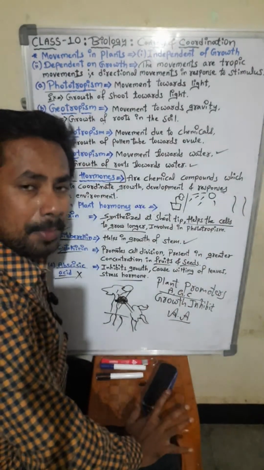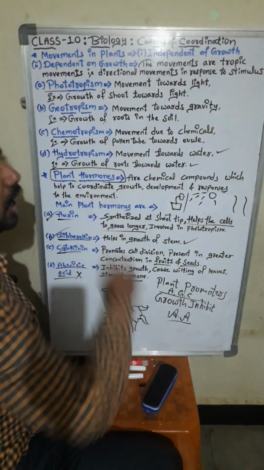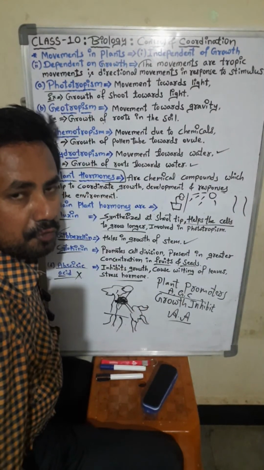Chemotropism, movement of plant towards chemicals. One example they have given, growth of pollen tube towards ovule.